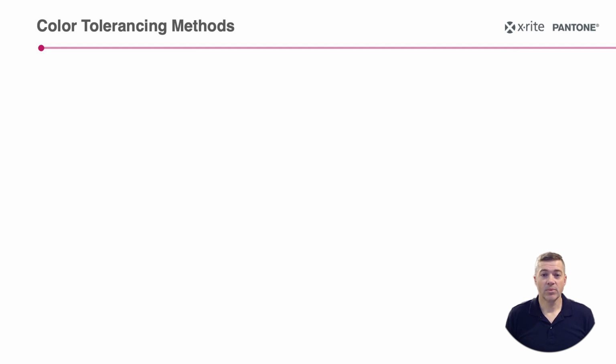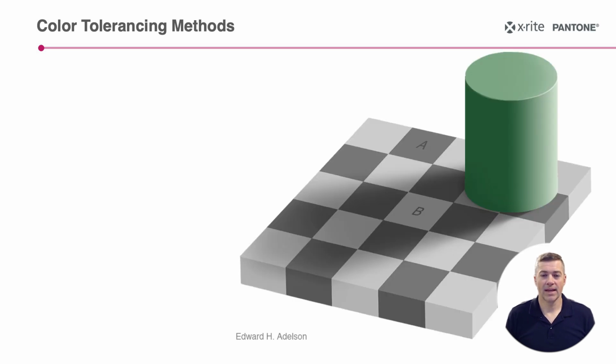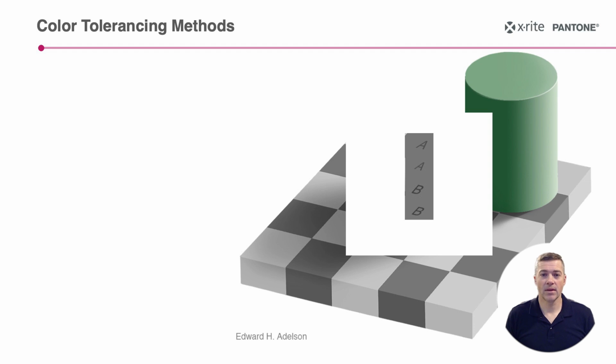Let's look at this example. Are the A and the B squares the same color? Do they look the same? A lot of people would say they are different. However, if we bridge these together and then mask the background design, you will notice that they are in fact the same color. But because of the surroundings, our eyes were fooled.